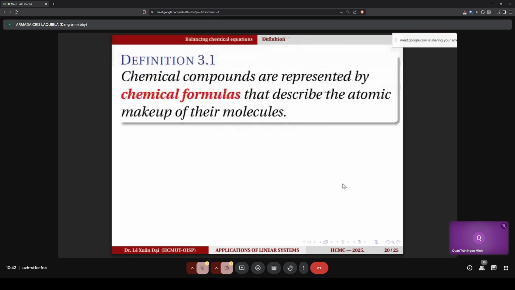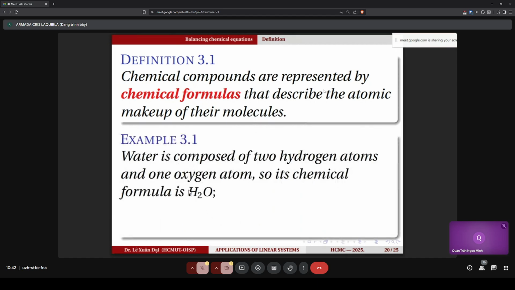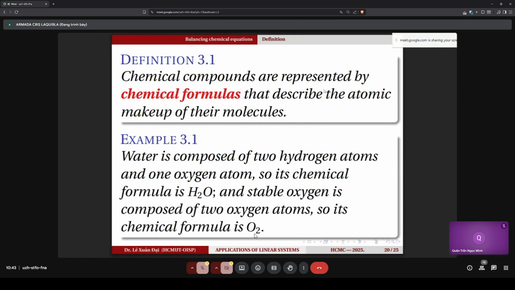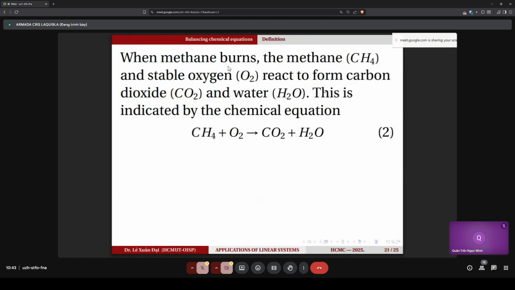And we're done. Next, we have chemical compounds, which are represented by chemical formulas that describe the atomic makeup of their molecules. Example 3.1: for water, it's H2O, the chemical formula. For stable oxygen, that is O2. For methane, we have CH4, then stable oxygen O2 reacts to form CO2, and water H2O. So we have this chemical equation, CH4 plus O2 maps to CO2 plus H2O.